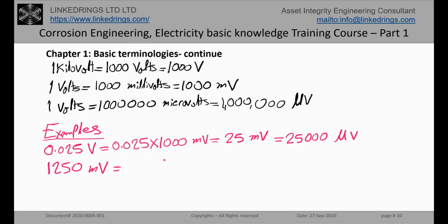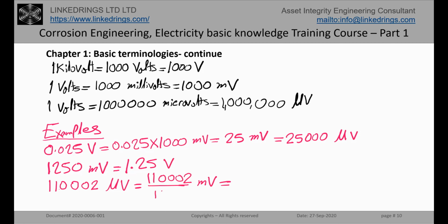1250 millivolts. How many volts? Okay, we divide by 1000. So it is 1.25 volts. Okay, this: 110,002 microvolts. How many millivolts? We divide by 1000. So it is 110.002 millivolts. How many volts? Again, we divide by 1000.